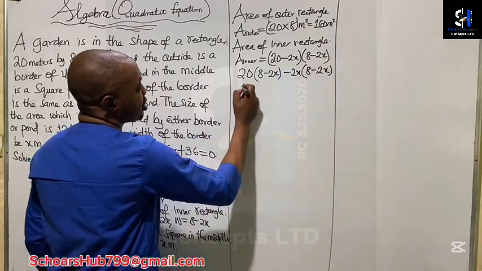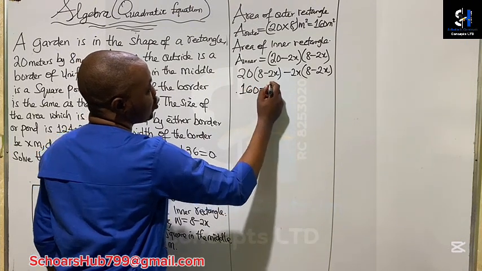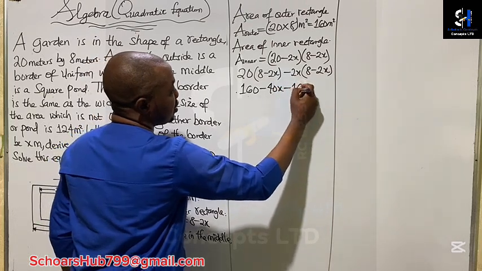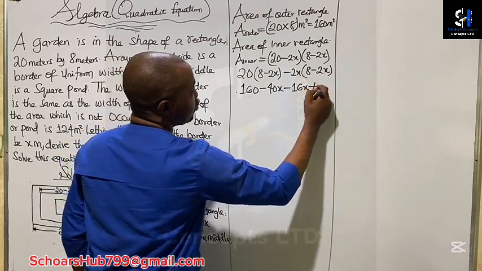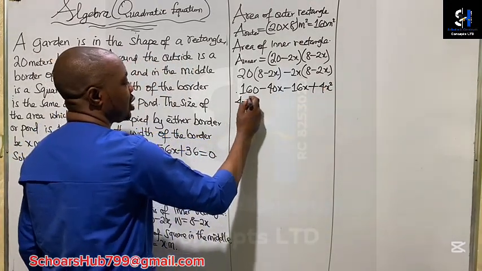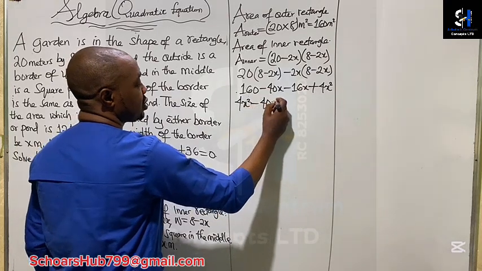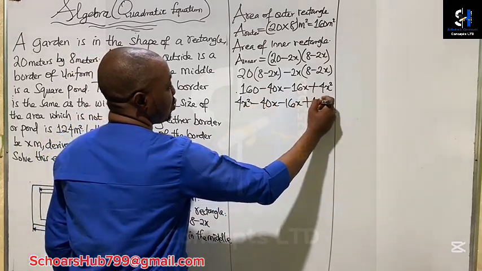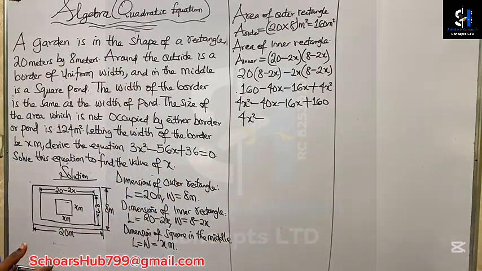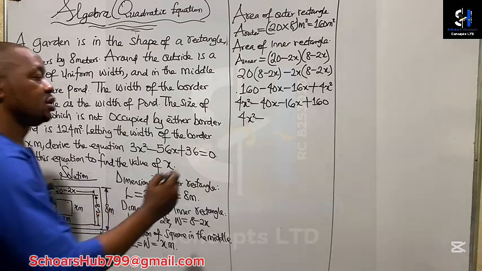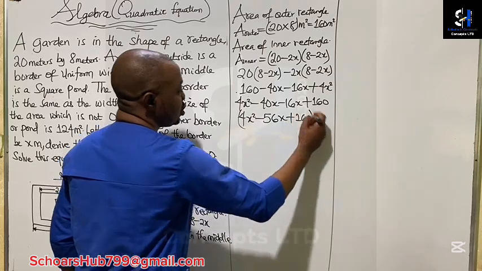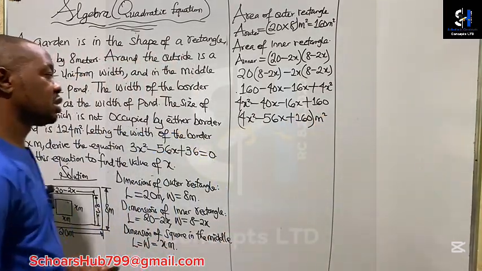So 20 times 8 will be 160. 20 times minus 2x will be minus 40x. Negative 2x multiplied by 8 will be negative 16x. Negative 2x multiplied by negative 2x will be positive 4x squared. So we can rewrite this as 4x squared minus 40x minus 16x plus 160. So that will be 4x squared minus 56x plus 160. The unit, remember, will be square meters.